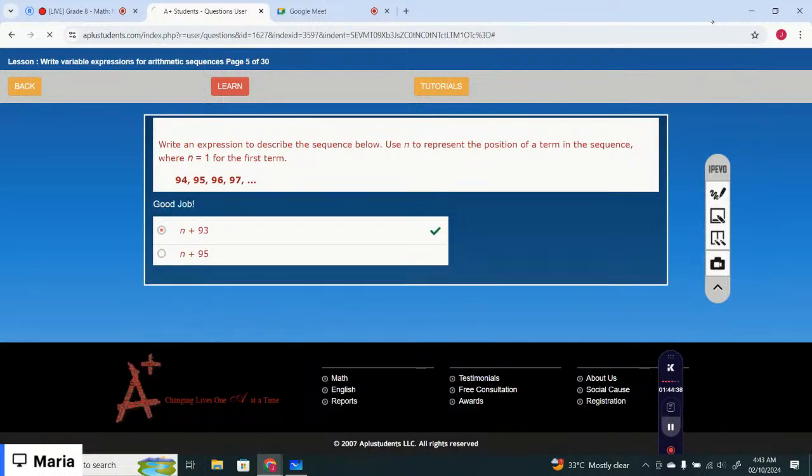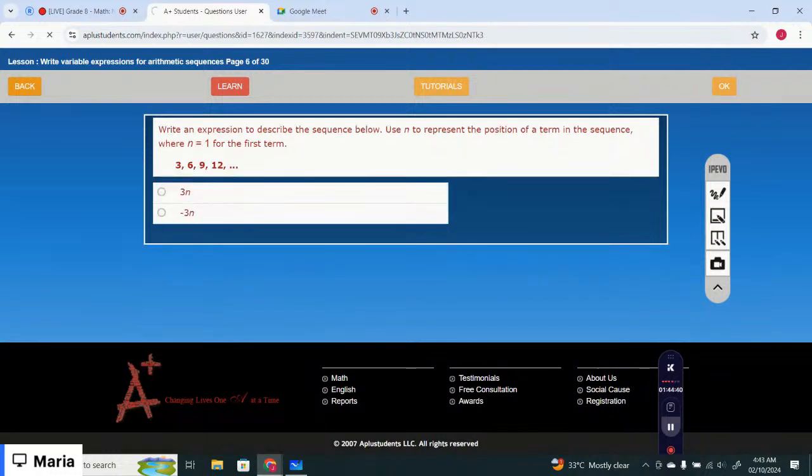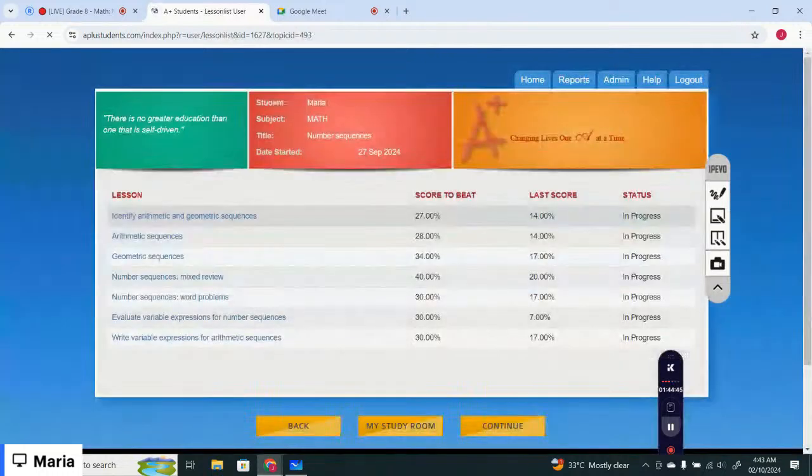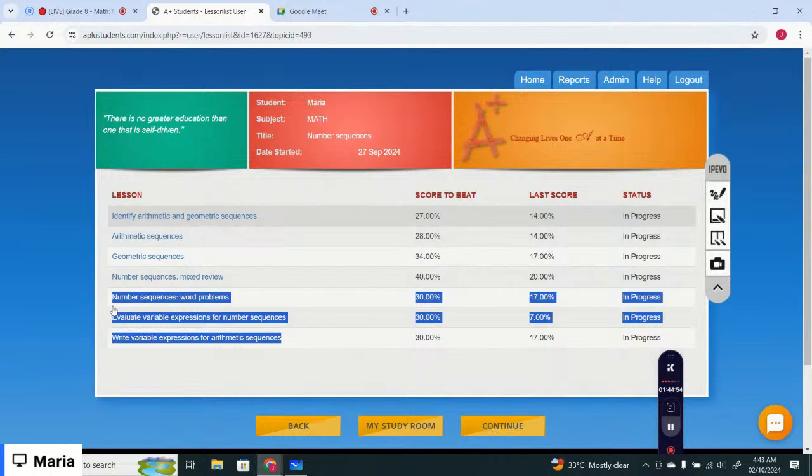Okay, you can complete the lesson by yourself later today. So we are working on grade 8 math. The chapter we are working on is number sequences. The lessons we have covered today are number sequences word problems, evaluate variable expressions for number sequences, and write variable expressions for arithmetic sequences. So please make sure that before the next session you complete all the practice questions for the lessons we just did. That is your homework until the next session, right?